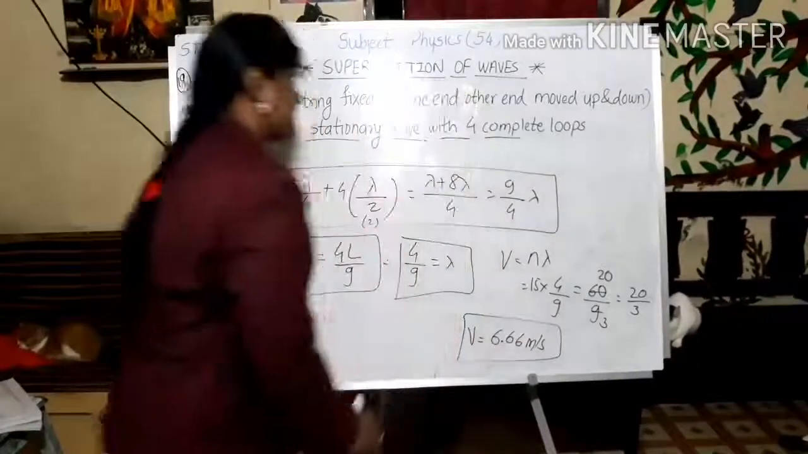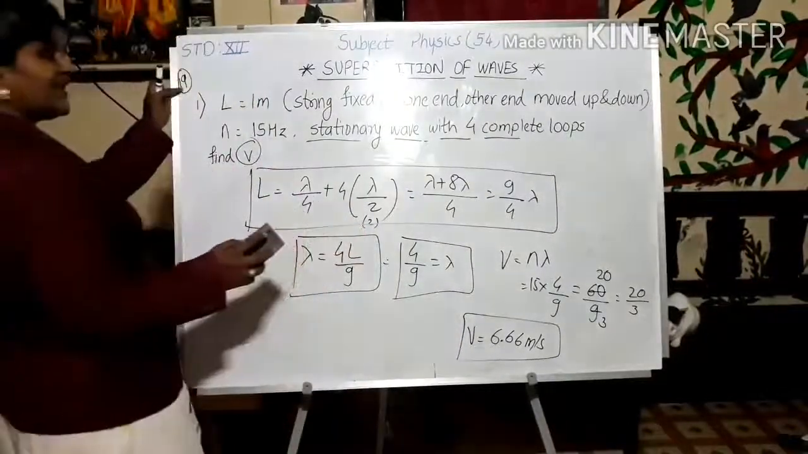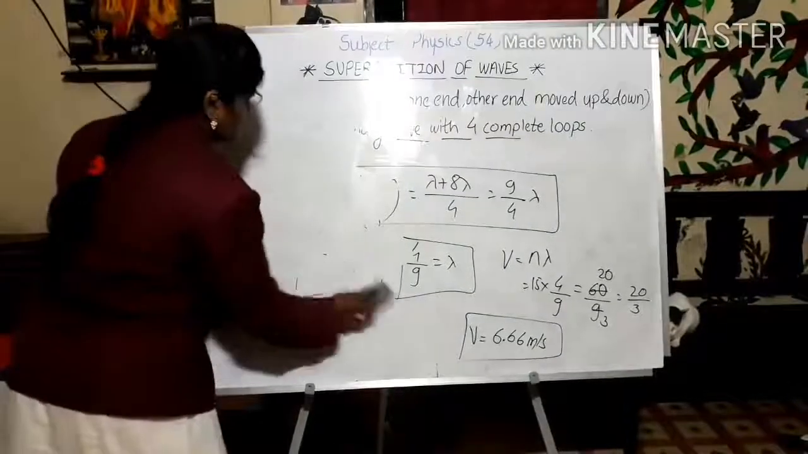Second numerical, which is the 20th one from your exercise. A violin is given.